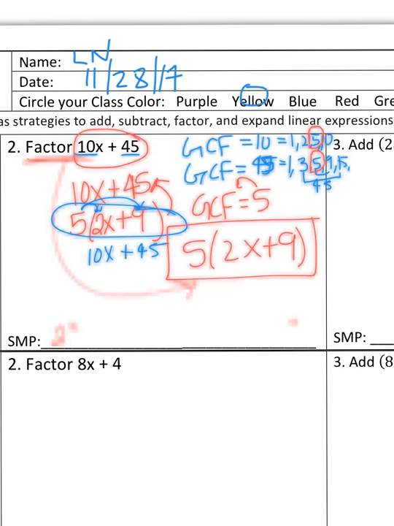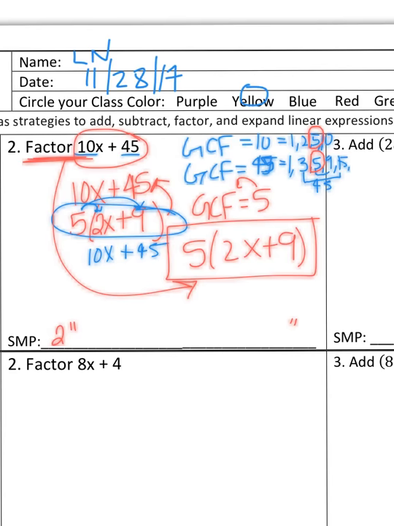So you just factored an expression into the distributive property, which is right here. Now, this is reasoning abstractly and quantitatively because it requires a lot of thought. So go ahead and write out that SMP.